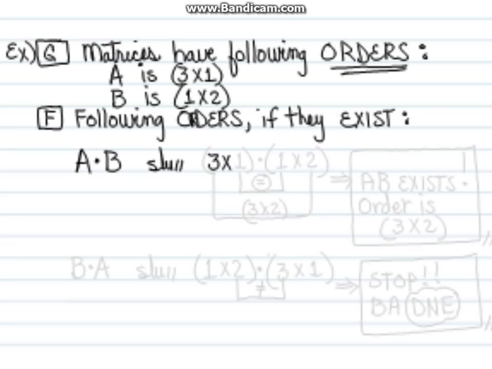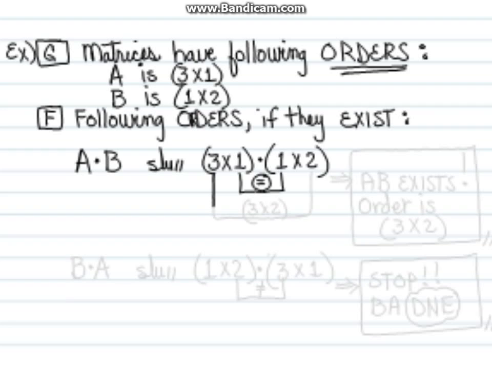Okay, solution. Matrix A is a 3 by 1 order times matrix B is a 1 by 2. Let's check to see if the inner entries match. Yes, the inner entries are 1 on the left and 1 on the right. If they match, that means if they're equal, we are allowed to multiply these matrices. So the product A times B does indeed exist.